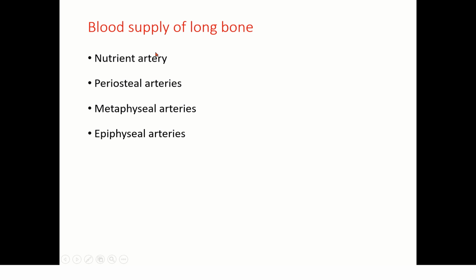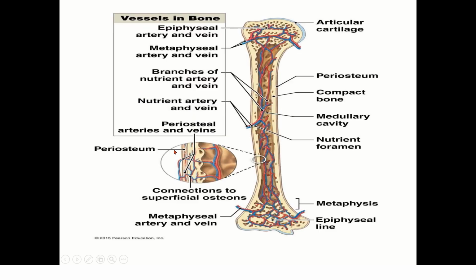So main blood supply to the long bone is by the nutrient artery, followed by periosteal arteries, metaphyseal arteries and epiphyseal arteries. You can see here, this is the nutrient artery. You can see the metaphyseal arteries. You can see the epiphyseal vessels. You can also see here the periosteal vessels.